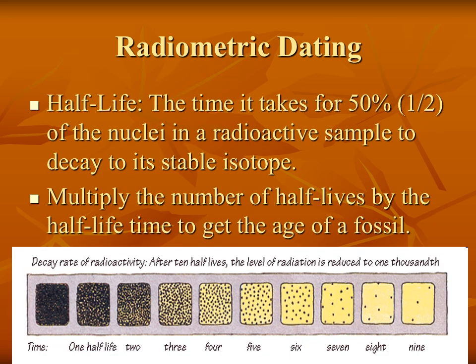Okay, so again, half-life is the time it takes for 50% or half of the nuclei in a radioactive sample to decay to a stable isotope. So radiometric dating is really cool because you can multiply the number of half-lives by the half-life time to get the age of a fossil. So we can take this age of a rock and be able to tell how old a fossil trapped in the rock is, which can tell us a lot about life and how life has changed on Earth.